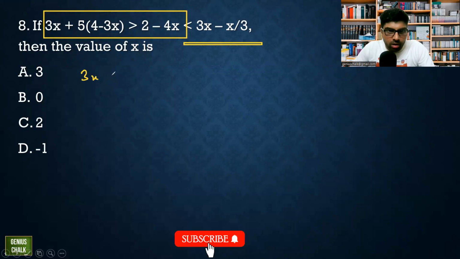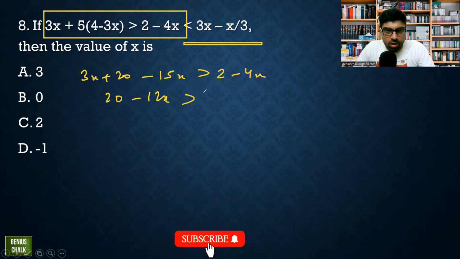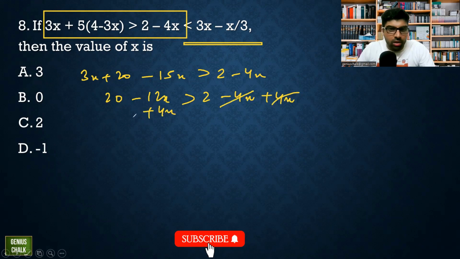So 3x plus 5 fours are 20 minus 15x is greater than 2 minus 4x. Now using the signs of inequality, 3x, so this becomes 20 minus 12x greater than 2 minus 4x. If you add 4x here, you have to add 4x here. In this case, this is cancelled. So what is left? 20 minus 8x is greater than 2. So here you have to add 8x.